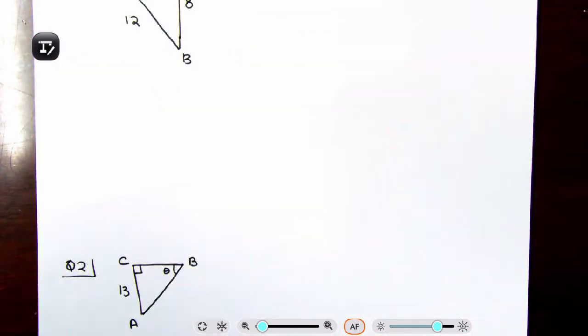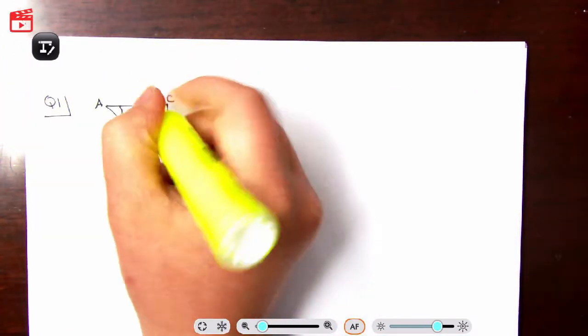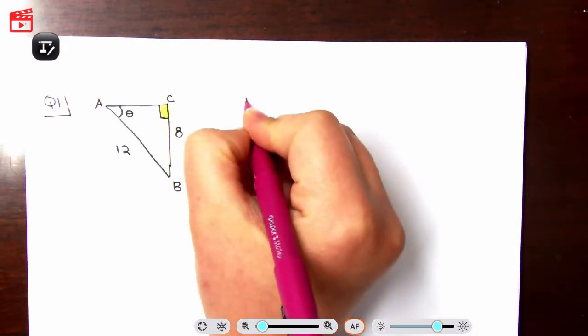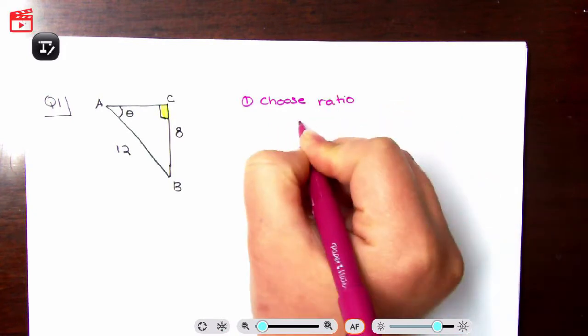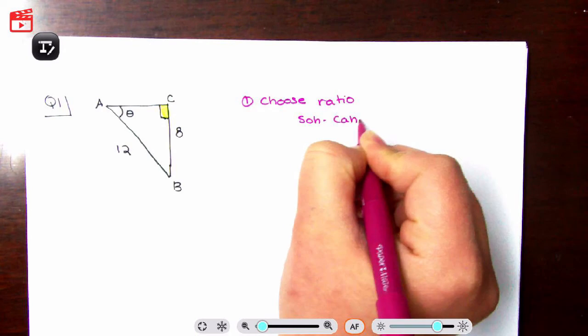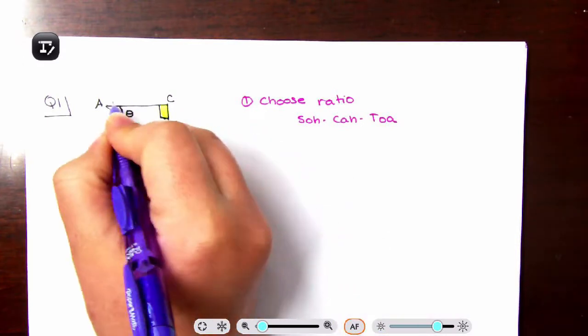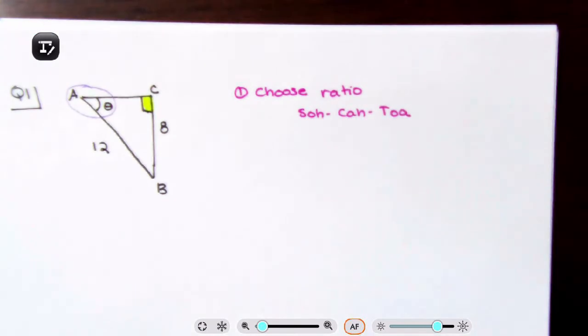So let's go ahead and see how we use these inverses in order to solve for our angle. So here we have question number 1. On question number 1, again, we have a right triangle. It is extremely important to note that we can only do this when we have a right triangle. So when we have a right triangle, we first have to choose our ratio, and we have SOHCAHTOA. So do we choose sine, cosine, or tangent? Well, let's first identify the information that we have in order to decide what we need. So I have my angle A.